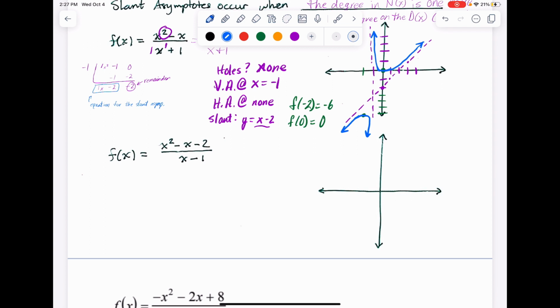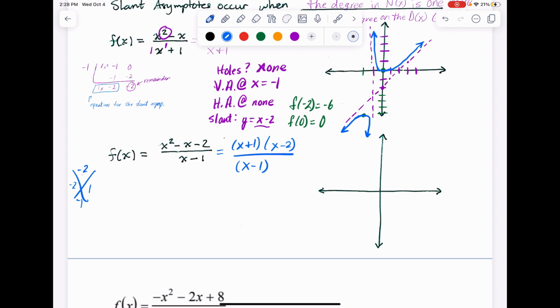This one right here, same thing. I'm going to go ahead and factor this out. I have x, what is that? I have x, factors of negative 2 that give me negative 1 are negative 2 and 1. So x plus 1, and then we have x minus 2 all over x minus 1. That should be it, right? Yeah.